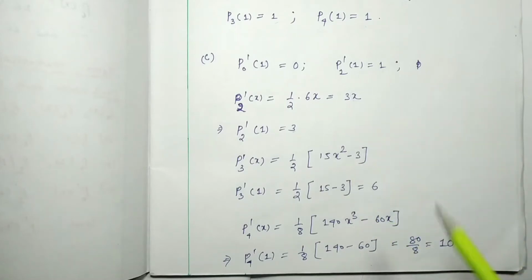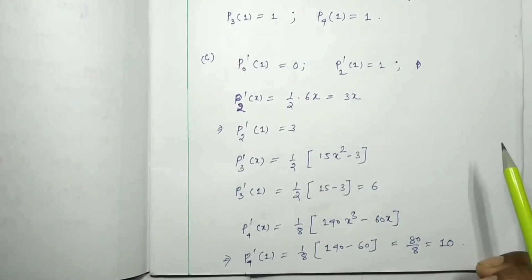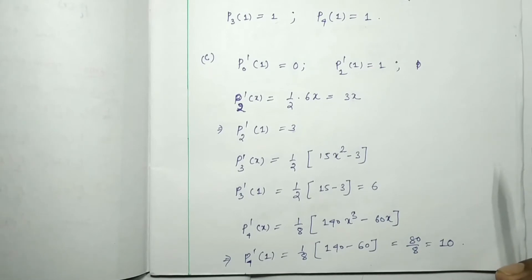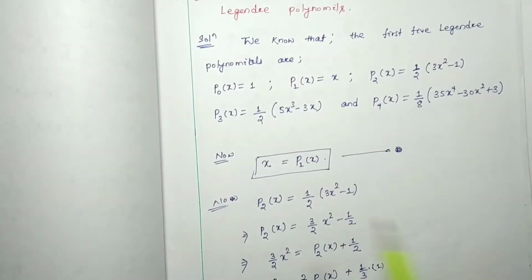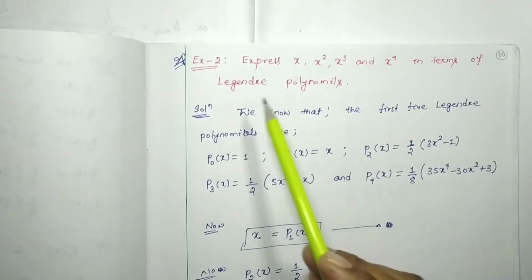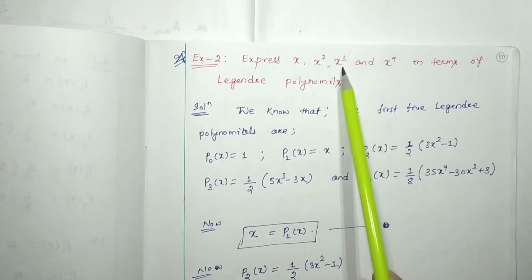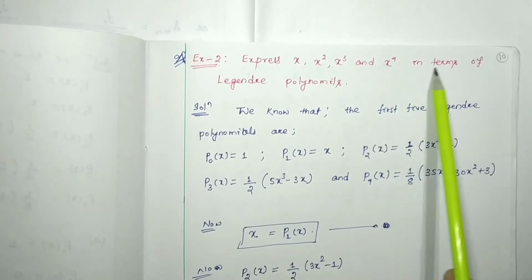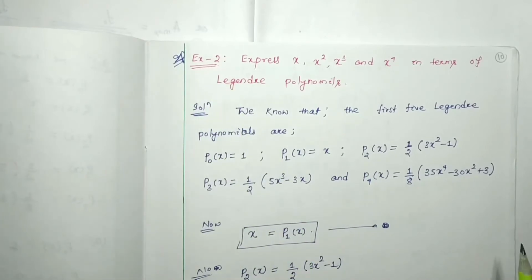So pause the video and write down the note, because the note will always be useful at the time of exam. Okay. So now we have to go for the next question. The next question is very, very important, because it is always asked in your exam: express x, x square, x cube, x to the power 4 in terms of Legendre polynomials. This is an important question. Okay.